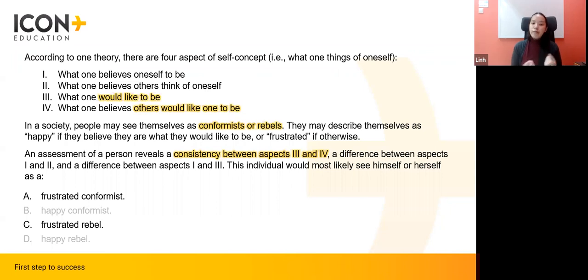Right? And for this person, it says that there is a consistency, so a similarity, between 3 and 4. So this is a guy who wants to be what people want him to be. So that is going to be a conformist. Okay. So frustrated and then conformist. So that should give us option A as the answer.